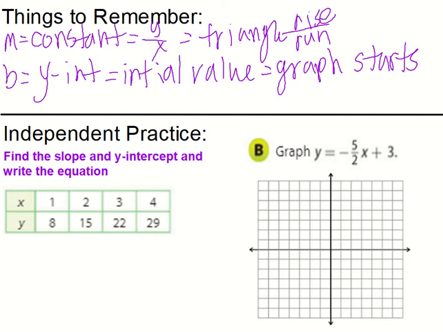All right, so independent practice, this is where you're going to practice finding the slope and the y-intercept on your own, and then practice finding the graph on your own. Okay, so just remember to use, for this first one, your subtraction, y2 minus y1, and then x2 minus x1. And then on the graphing, don't forget this is your starting point, and this is our triangle.